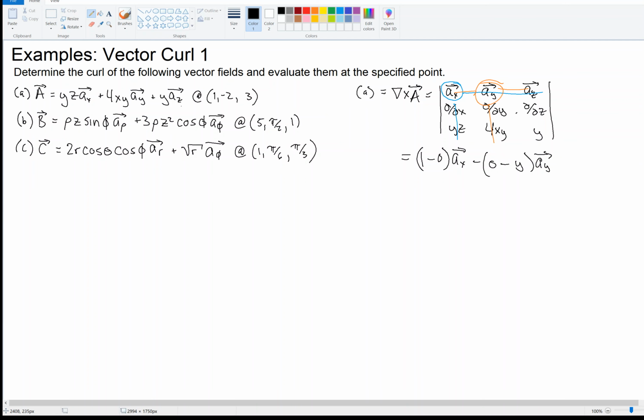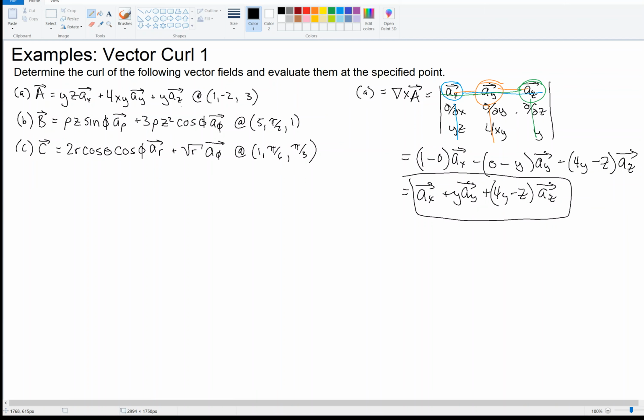And then finally, we consider this guy, and we wipe out these guys. And then what we have left is the d/dx operator operating on 4xy. So the derivative of 4xy with respect to x is 4y, and then minus the d/dy operator operating on yz, which is z, and this was in the z direction. Okay, so we've got 0 ax plus y ay plus (4y minus z) in the z direction, and that is the curl.